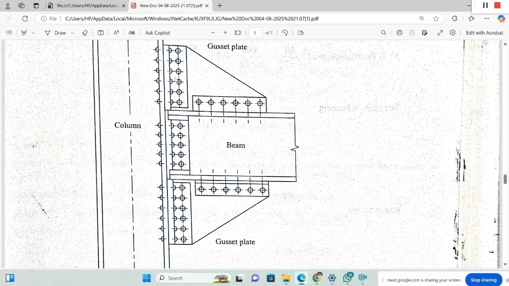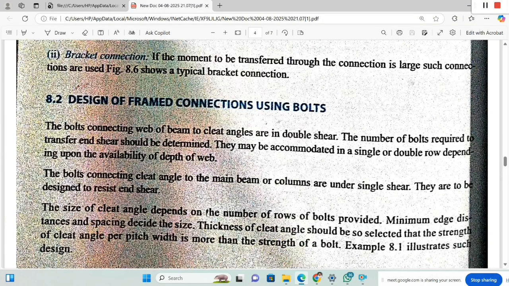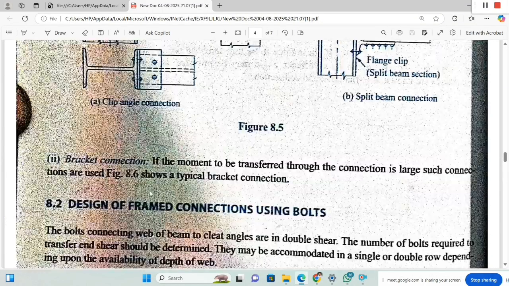So angles are provided on both sides of the gusset plate in the vertical direction and the horizontal direction, and cleat angle is provided beam to beam, web of the beam to flange of the column. Here again cleat angles are provided in vertical direction and horizontal direction, connecting the beam and also connecting to the column with the help of this gusset plate. So if it is provided, it will resist more moment and shear force. So that is known as the bracket connection.